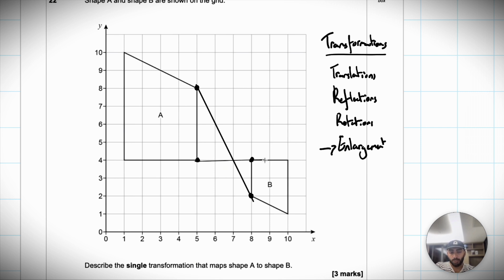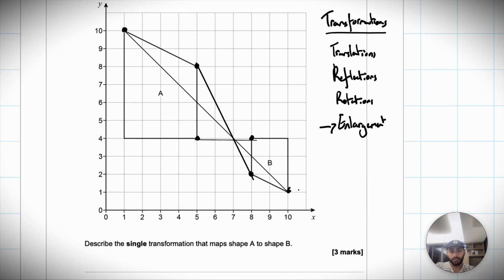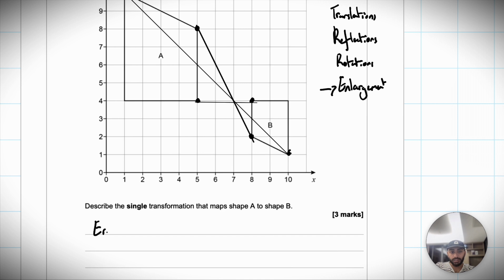If I join those two up, I can see the line of intersection is at 7, 4. And I'll just do one more just to be 100% sure. I'll do this corner, and hopefully it should cross at 7, 4. Let's join them up. And yeah, it crosses at 7, 4. So there's 3 marks you can get here. The first mark you get is for writing enlargement. The second mark you get is writing the center of enlargement.